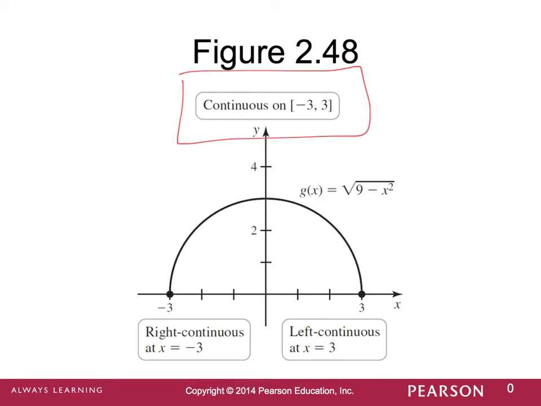And we can also say that at these points, we are right continuous at x equals -3 because our continuity continues to the right of -3. And we say we're left continuous at x equals 3 because our continuity continues to the left.